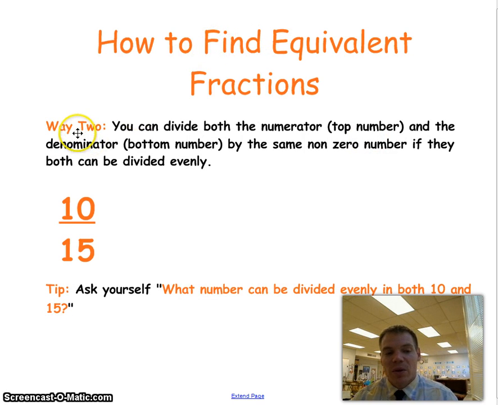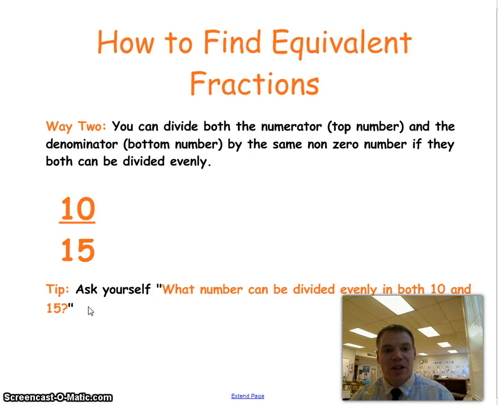Another way, again, pause the video, make sure you're pausing and writing down these ways. You can divide both the numerator and the denominator by the same non-zero number if they can be divided evenly. So this is what you want to do. You want to ask yourself, what number can be divided evenly into both 10 and 15? So pause the video and think about that and write down your answer in your notes.